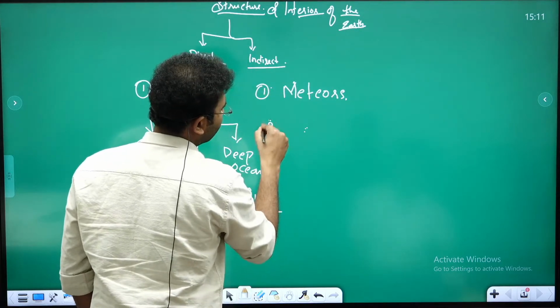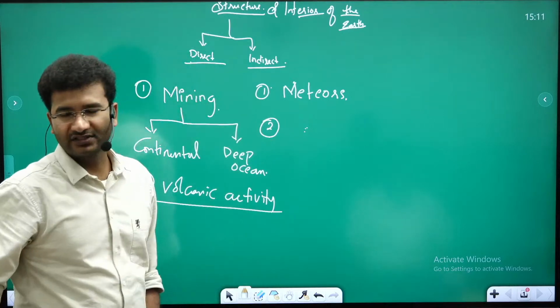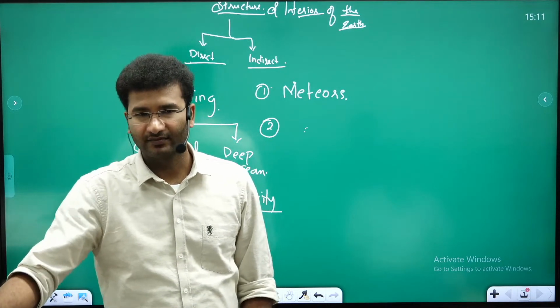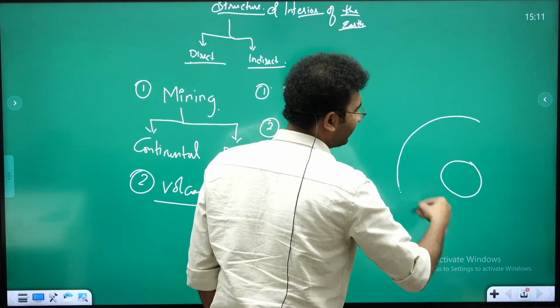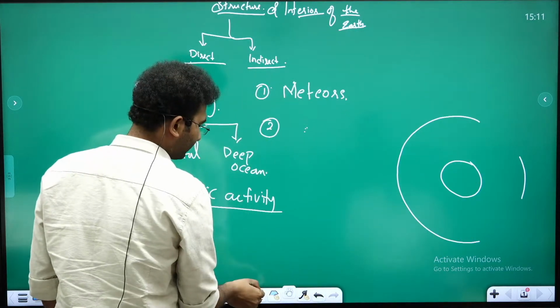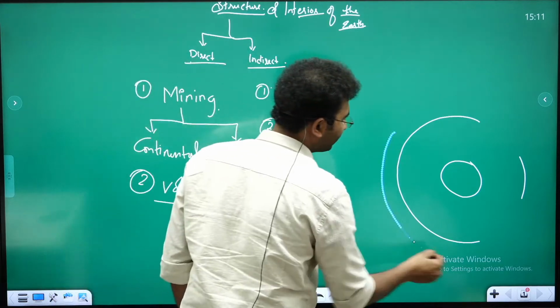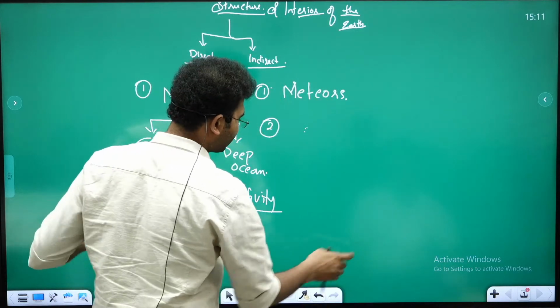Second one, other indirect source is gravity. Today you know that gravity near the polar region and gravity near the equator region is not the same. Why is it not the same?